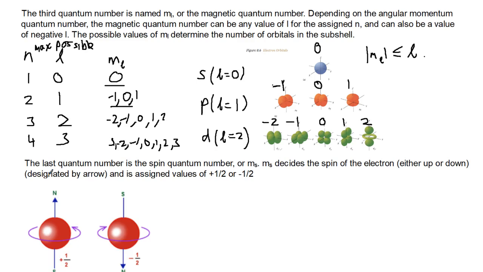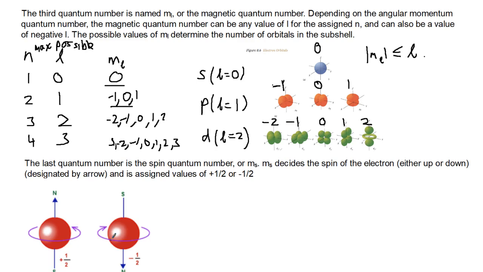So the last quantum number is the spin quantum number, m sub s, and it decides the spin of the electron. So it can go up or it can go down. If it goes down, the value is -1/2, and if it goes up, the value is +1/2, right? So just by these, we can determine how many electrons are possible in each L level. For example, L equals 0, we have only one ML value, and each ML value can only have two MS values, two spin number values.